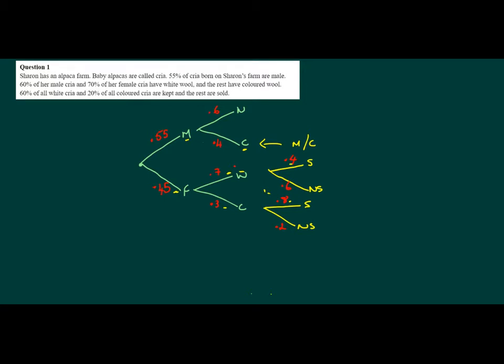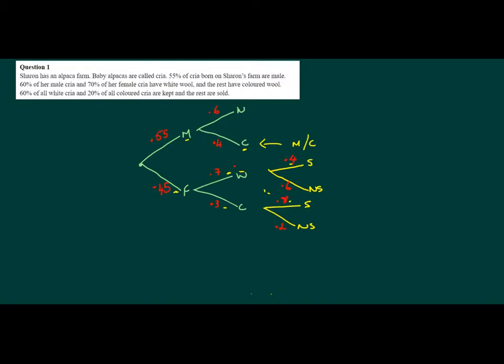In this question, Sharon has an alpaca farm. Baby alpacas are called cria. 55% of cria born on Sharon's farm are male. 60% of her male cria and 70% of her female cria have white wool, and the rest have coloured wool. 60% of all white cria and 20% of all coloured cria are kept, and the rest are sold.